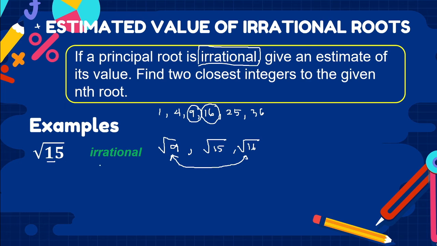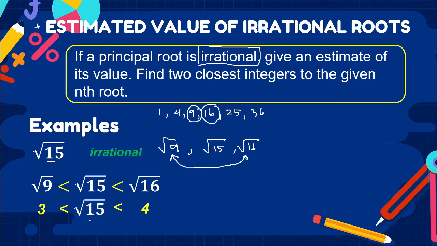Square root of 15 is irrational because it is not a perfect square number. So square root of 15 is in the middle of square root of 9 and square root of 16. Square root of 9 is 3, square root of 16 is 4. Therefore, the value of square root of 15 is in between 3 and 4. So square root of 15 is greater than 3 but less than 4. So this is the answer.